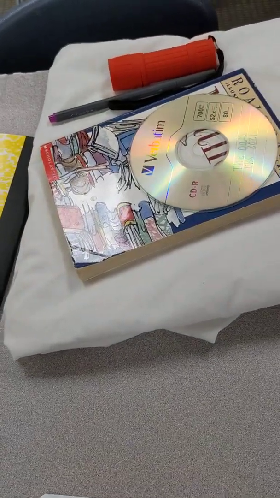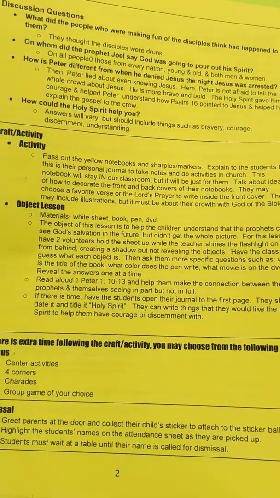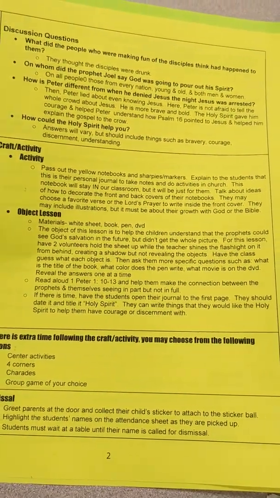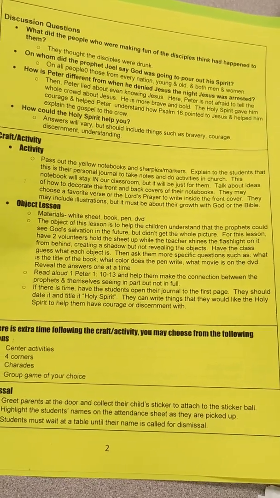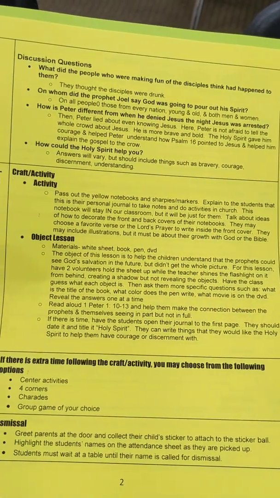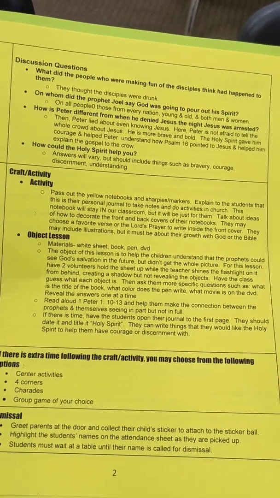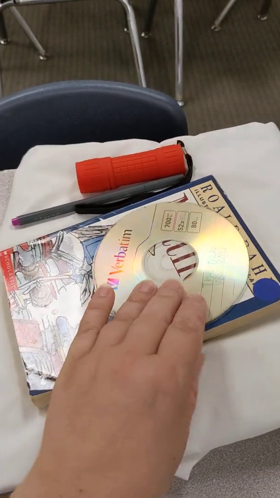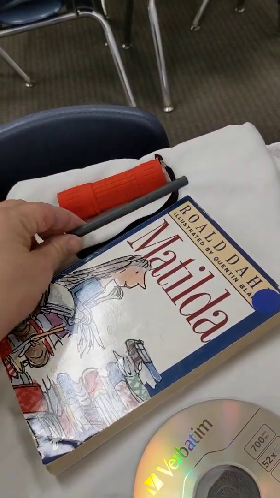Then for the activity, it is an object lesson. The object of this lesson is to help the children understand that prophets could see God's salvation in the future, but didn't get the whole picture. For this lesson, have 2 volunteers hold the sheet up. So there's a white sheet. Hold the sheet up while the teacher shines the flashlight on it from behind, creating a shadow but not revealing the objects. So you have a few different objects here. You have a CD, you have a book, you have a pen.